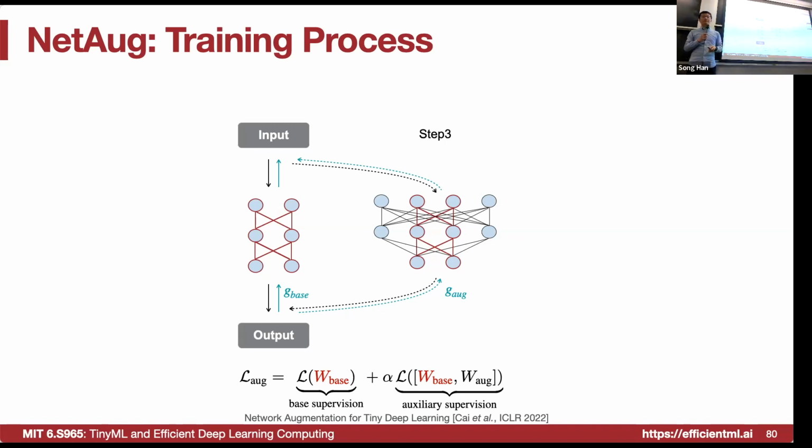No, I mean the red one on the right and the left, they're going to change at the same time, the same way? This one and this one? Yeah, they are lockstep. They are always the same during each iteration of the training. They are always shared. So the update has two terms. One comes from this G base, one comes from this G aug. So the weight update will consider both updates, and they're always shared.